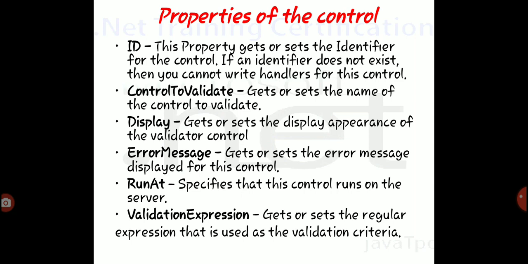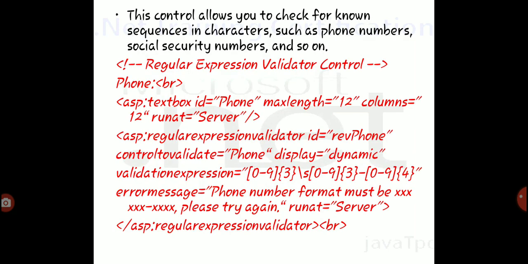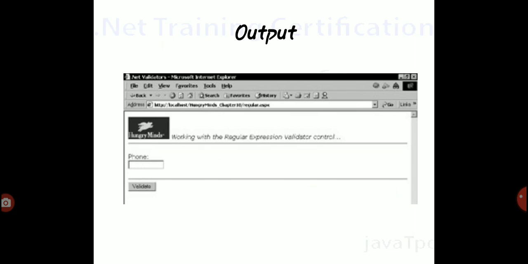Then the ValidationExpression: whichever expression we want to validate, that is given here. For email id there is a separate expression, for pin there is a separate expression, for credit card number there is a separate expression, and so on. The corresponding expression is set in that particular validation expression. So this is the coding. We will discuss this later; before that, I'll show you the output.